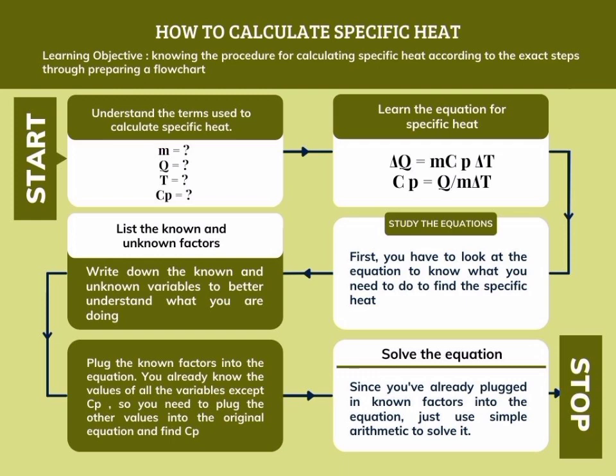Then the next step, list the known and unknown factors. Like the example, write down the known and the unknown variables to better understand what you are doing. Then, plug the known factors into the equation. You already know the values of all the variables except Cp, so you need to plug the other values into the original equation and find Cp.